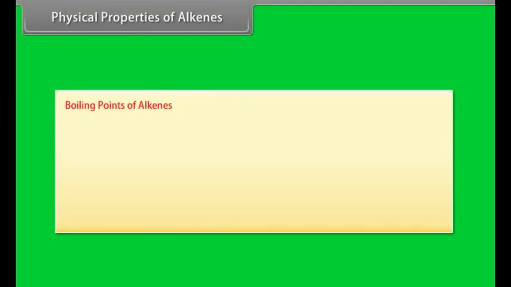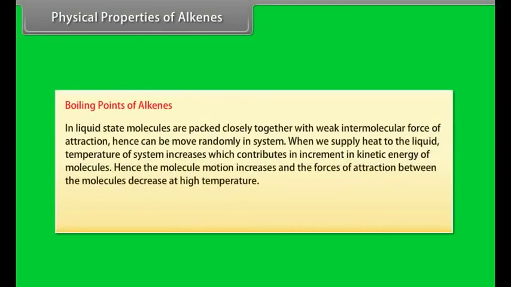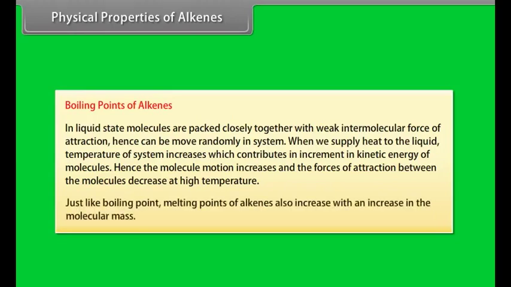Boiling points of alkenes. In the liquid state, molecules are packed closely together with weak intermolecular forces of attraction, hence can move randomly in the system. When we supply heat to the liquid, the temperature of the system increases, which contributes to an increase in kinetic energy of molecules. Hence, the molecular motion increases and the forces of attraction between the molecules decrease at high temperature. Just like boiling point, melting points of alkenes also increase with an increase in the molecular mass.